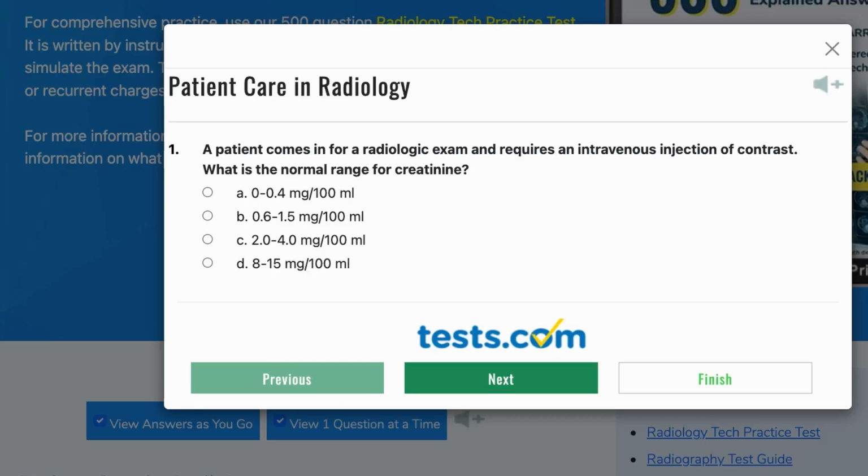Patient care in radiology. Question 1. A patient comes in for a radiologic exam and requires an intravenous injection of contrast. What is the normal range for creatinine?